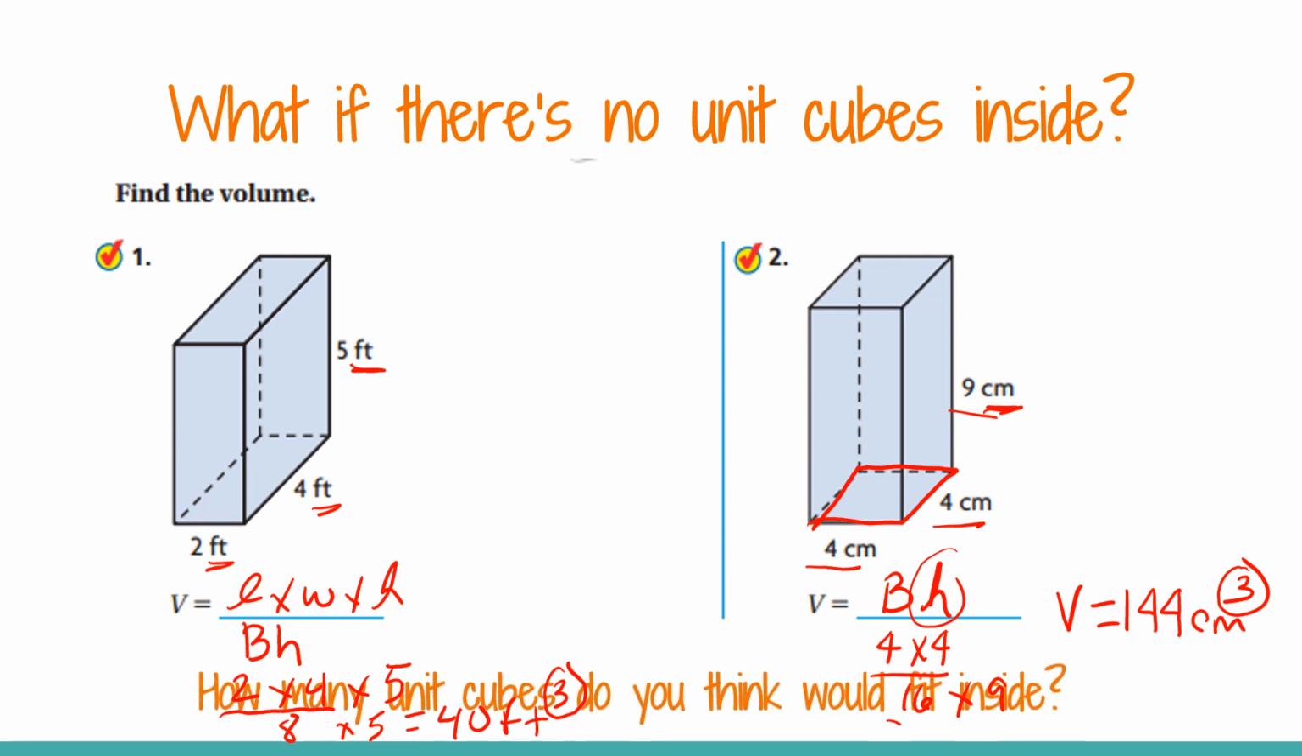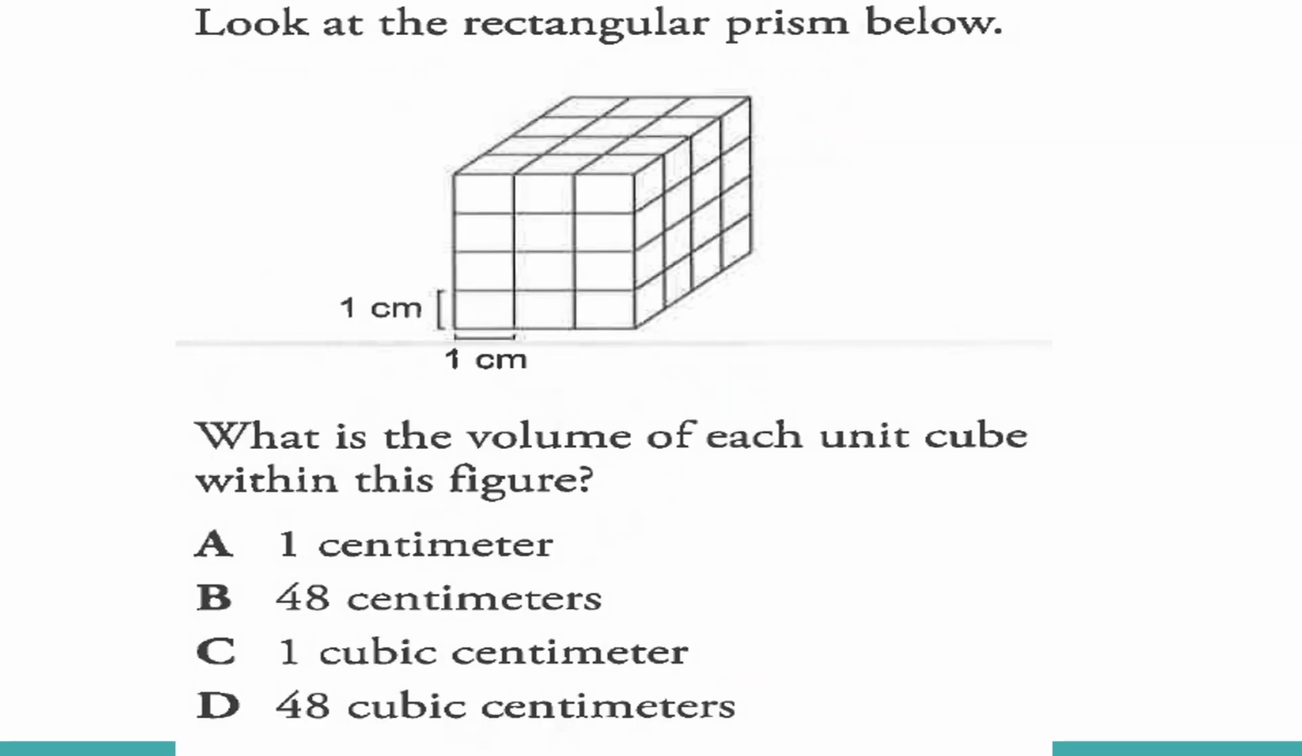All right, let's try one more practice problem. So look at this one. There's no journal work here. So what is the volume of each unit cube within this figure? How much is one cubic unit? What is one of these units worth? So if I say it's 1 centimeter high, 1 centimeter wide, that makes this what kind of unit? Yeah, it's a cubic unit. And what is a unit? It's a centimeter. So it's 1 cubic centimeter. Okay? And that is all there is to it.